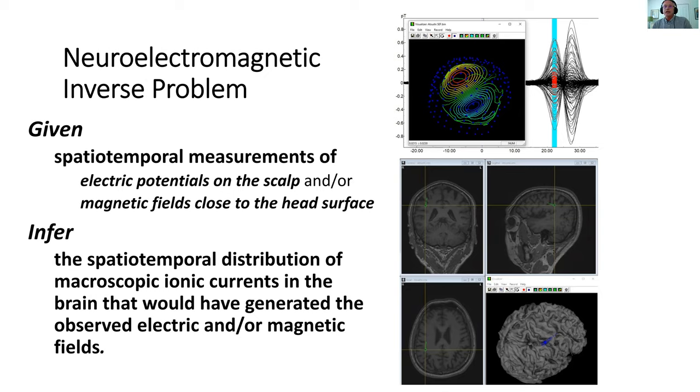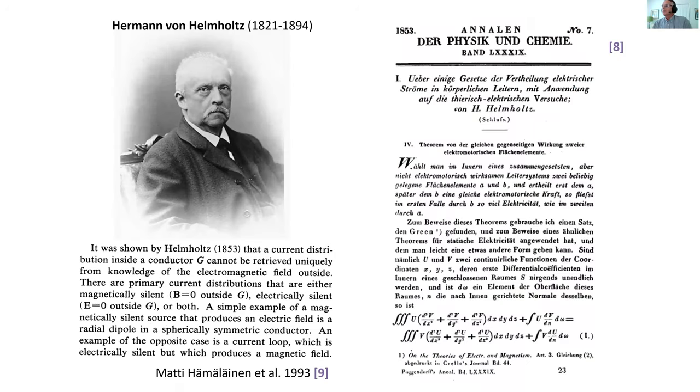most interesting brain activity is far more complex. In fact, Hermann von Helmholtz demonstrated in 1853 that, in the words here of Matti Hämäläinen and colleagues, a current distribution inside a conductor cannot be retrieved uniquely from knowledge of the electromagnetic field outside. So this is the general case, but it's even true for the single dipole solution we showed in the previous slide, because most of the ionic current flows in the brain, called primary currents, are magnetically silent or electrically silent, or both.